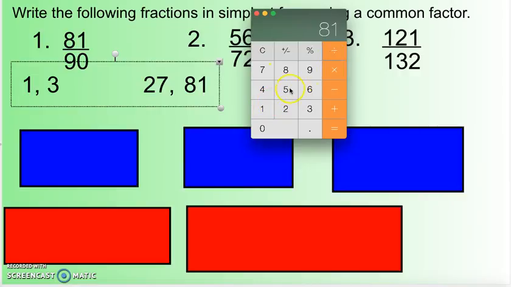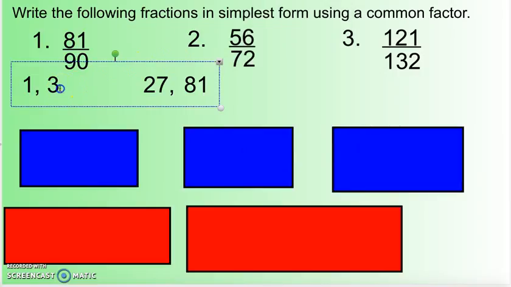How about 5? 5 doesn't work. Nope. 6. Nope. 7. Nope. 8. And some of these you may know already that they're not going to work, but I'm just testing them out. So let's try 9. Bingo. 9 times 9 is 81.